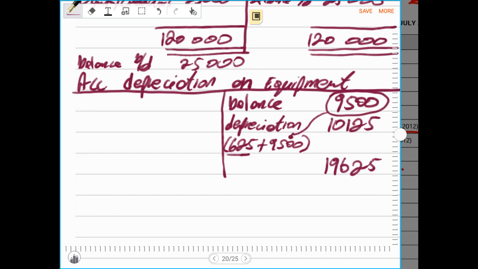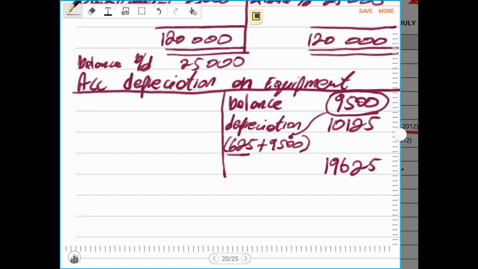So now we have to take the total of 9,500, and we add 9,500 of the depreciation that we have calculated in the current year, so that we remove it because this asset has been disposed.